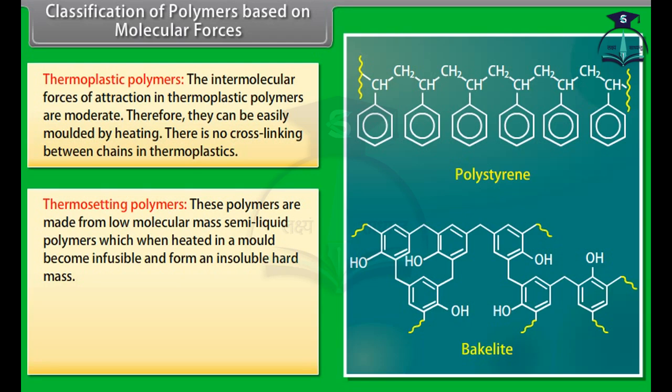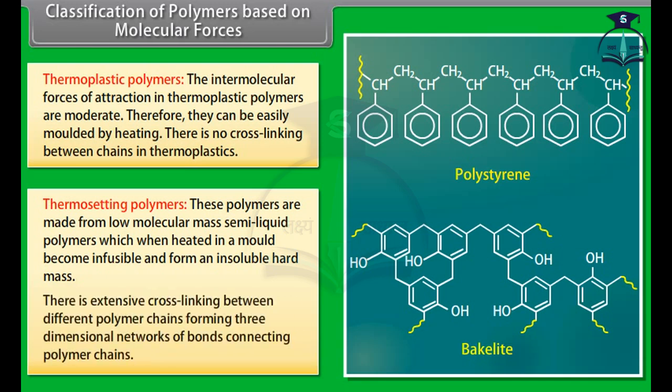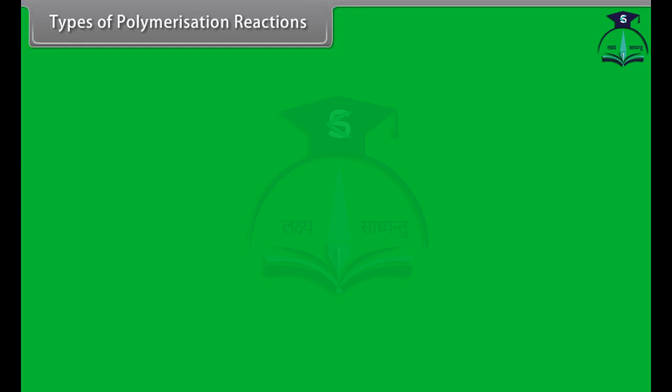Thermosetting polymers. These polymers are made from low molecular mass semi-liquid polymers, which when heated in a mold become infusible and form an insoluble hard mass. There is extensive cross-linking between different polymer chains, forming three-dimensional networks of bonds connecting polymer chains. For example, Bakelite. Types of polymerization reactions.